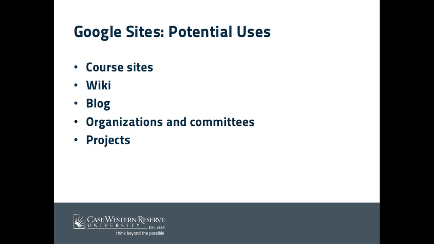Google Sites have a lot of potential uses for you, both on campus and for whatever you're doing, maybe if you're taking coursework, or for organizations that you belong to as well. So you can create course sites from Google Sites. You could do wikis. If you're not familiar, we had a wiki.case.edu that's going to be going out of service, so Google Sites is a great replacement for that. Blogs, again, are a wonderful way to use a Google site. Organizations and committees can use these, and projects can use Google Sites as well.